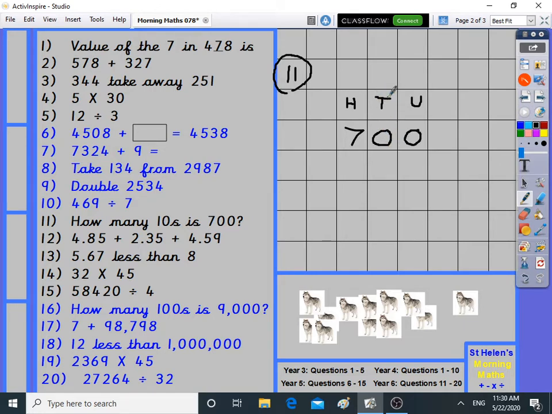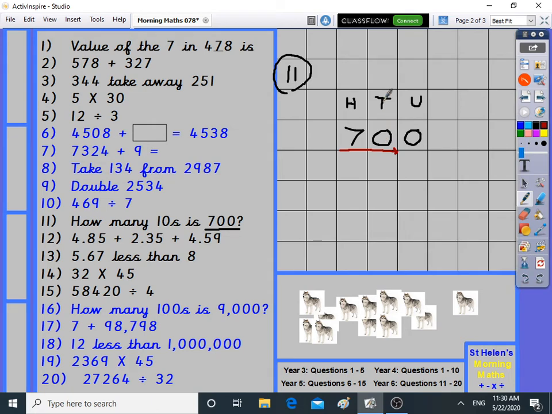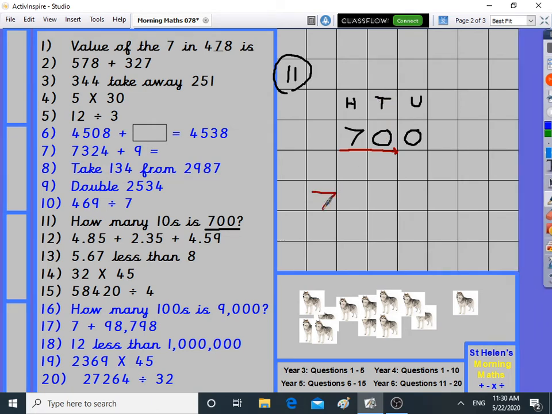It has a 0 in the 10s column, but how many 10s is 700? It's not no 10s, because no 10s is nothing. Actually, 700 must be quite a lot of 10s. So what you do is you start at the beginning of the number and go along till you've done the 10s column, because that's the one we're looking for, and it's actually 70 10s, isn't it? So the answer is 70 10s, because 70 times 10 is 700.